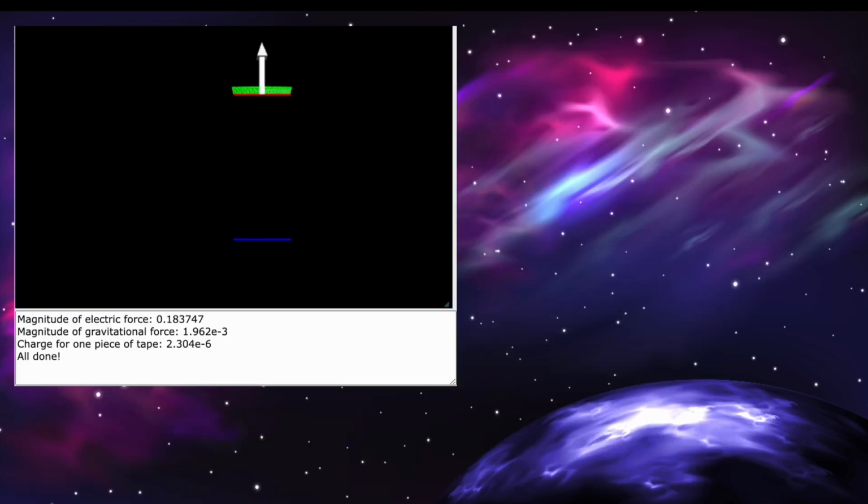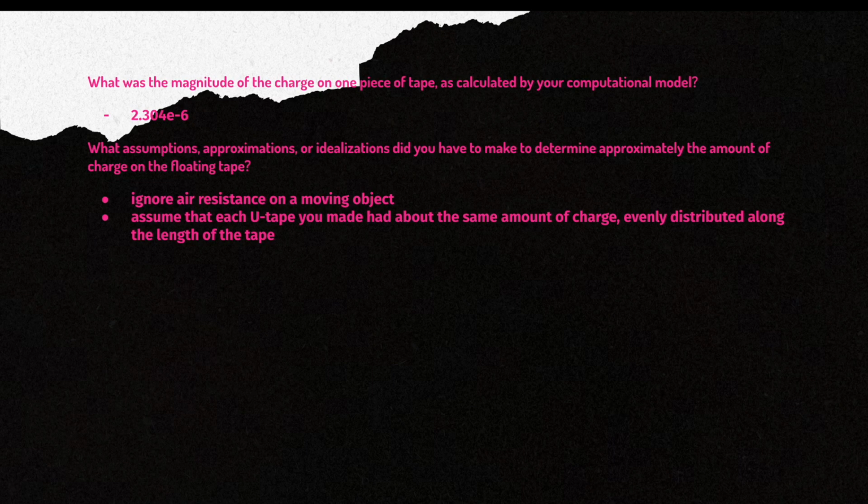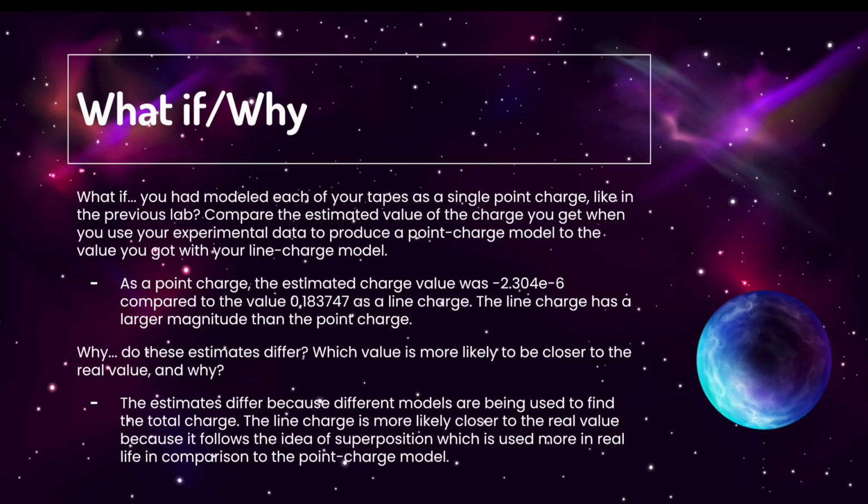So here we can see the results. The green one is the top tape, or the red. The greens are a bunch of little arrows, and the blue is the bottom tape. The magnitude, gravitational force, and the charge is what we had on the first slide, our results. So now the charge of one piece of tape by the computational model was 2.304 times 10 to the negative 6. And some of the assumptions that we had to make prior to the experiment was no air resistance, because we're assuming this is in a perfect environment. And then also that each tape that we had in the true experiment was the same amount of charge and it was evenly distributed along the length of the tape, which allows us to compare it to our computer model.